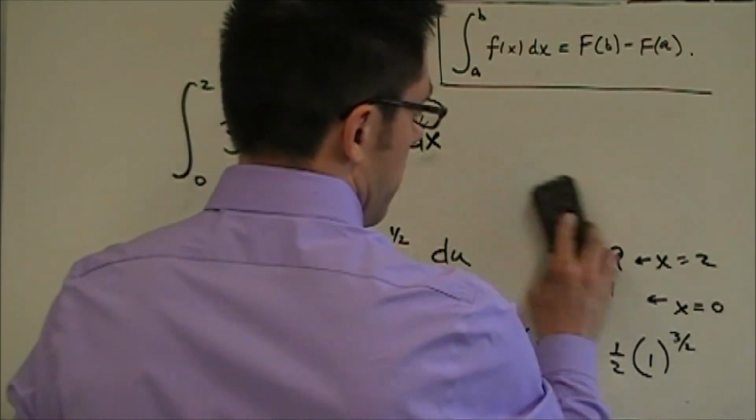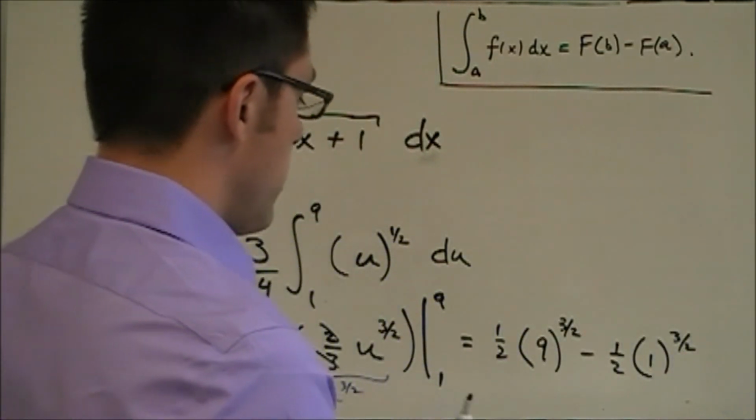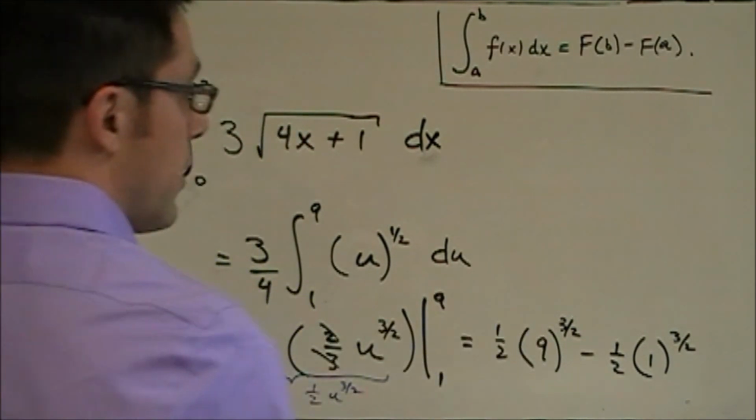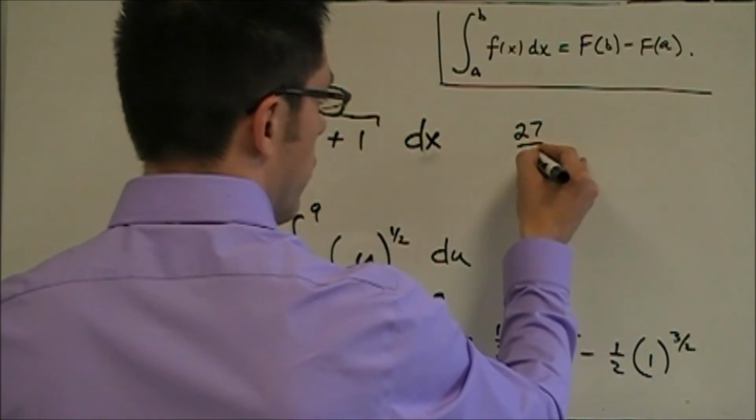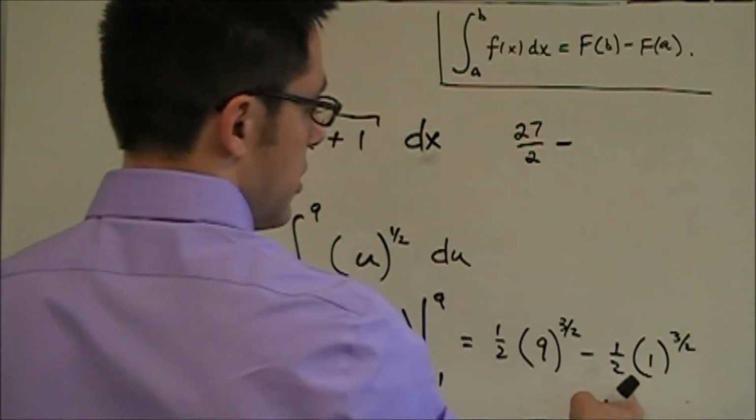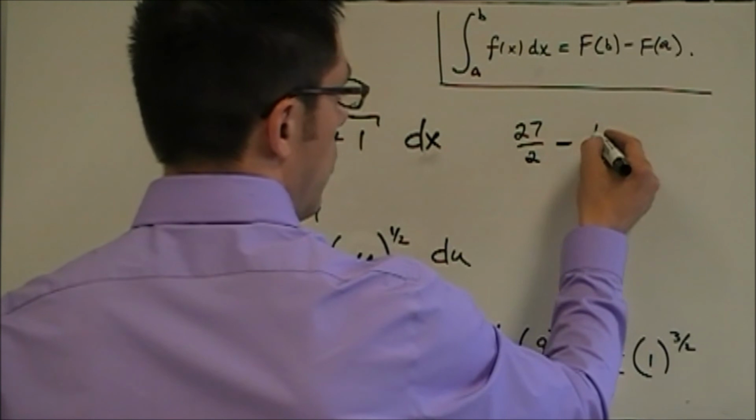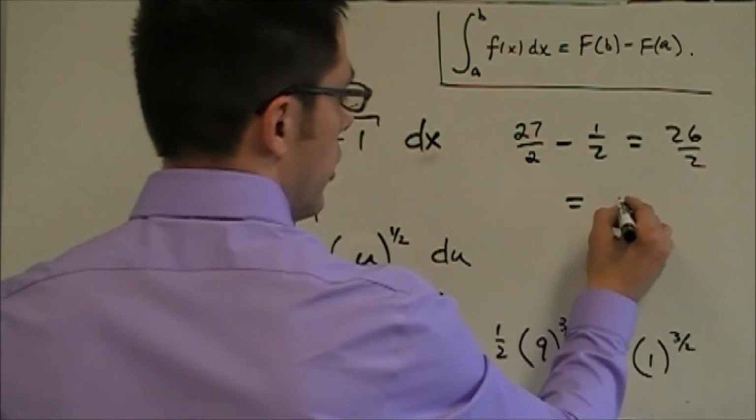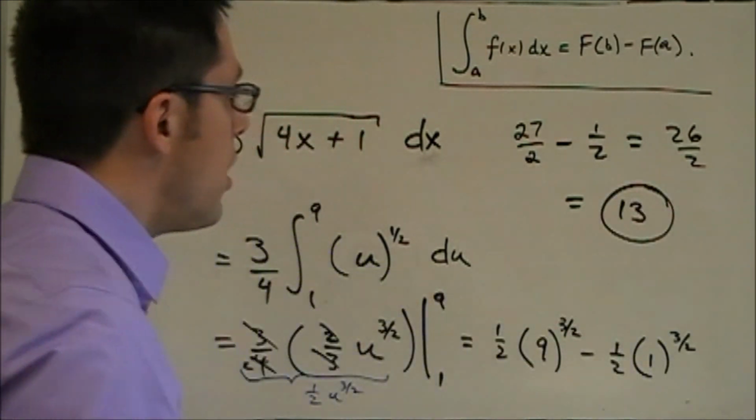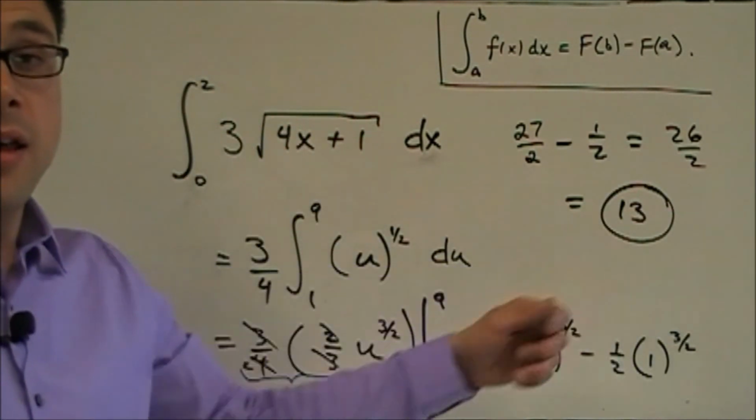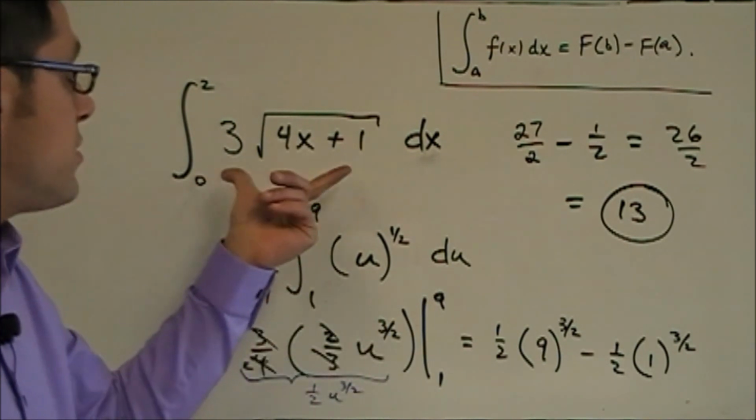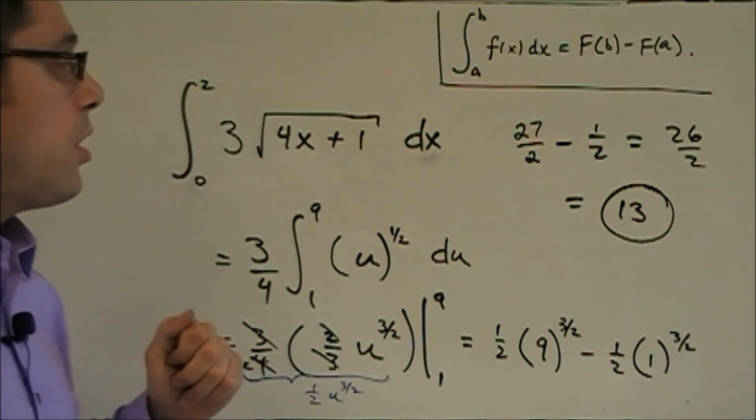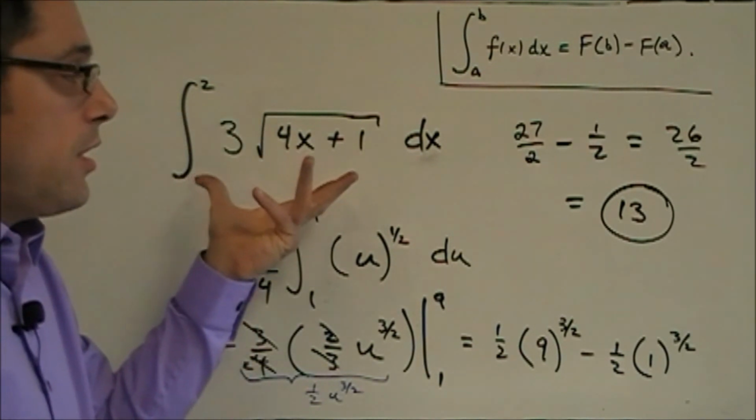So let me write it up here to give myself more room. If I take 9 to the 3/2 power, I actually get 27. So this is really 27 over 2 minus, this is going to be, well, 1 to the 3/2 power is still 1, 1/2. So I get 26 over 2 in the end, and that really is also known as 13. So my solution here is 13. That is, geometrically, it means it's the area underneath this curve between 0 and 2. Or the definite integral is 13.